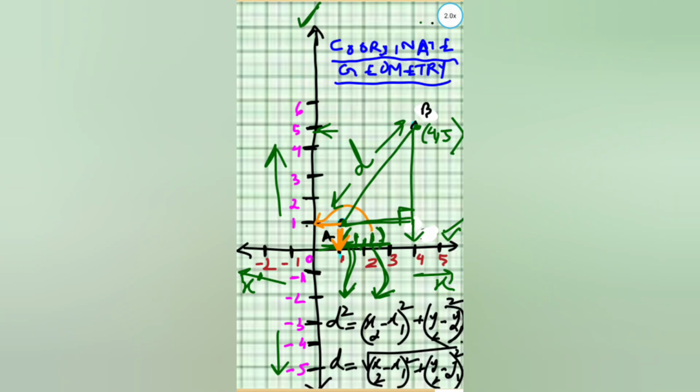Actually, we are talking about this distance; our idea is to find out this distance. Suppose we don't know coordinate geometry, you know only Pythagoras. So you find out this distance. How much is this? 1, 2, 3. How much is this? 3 units.